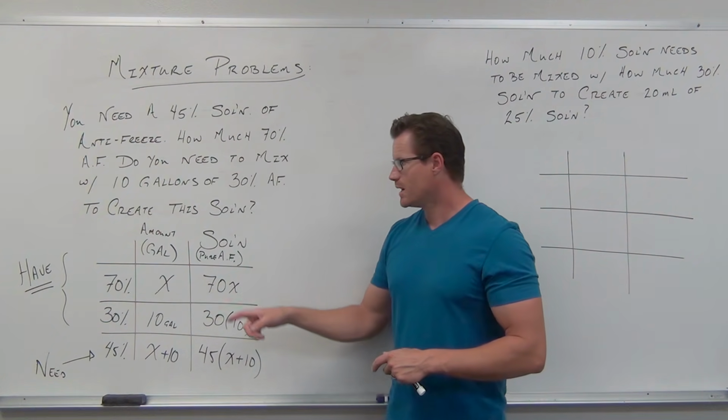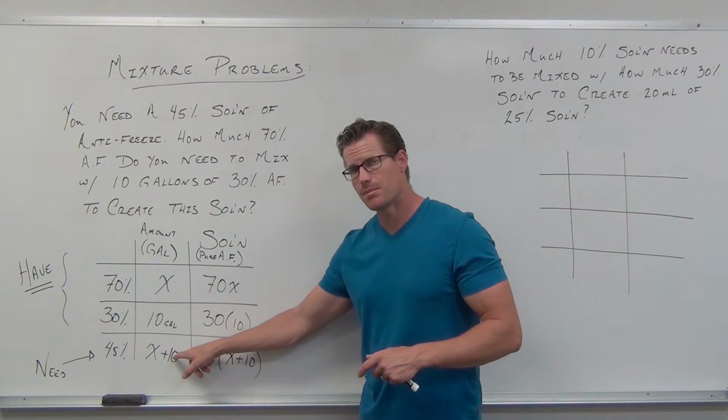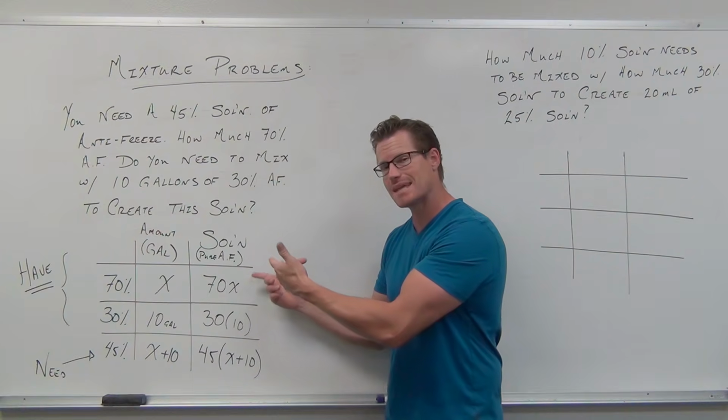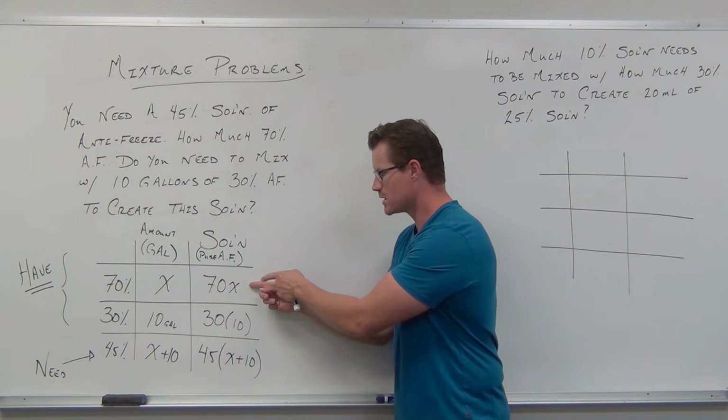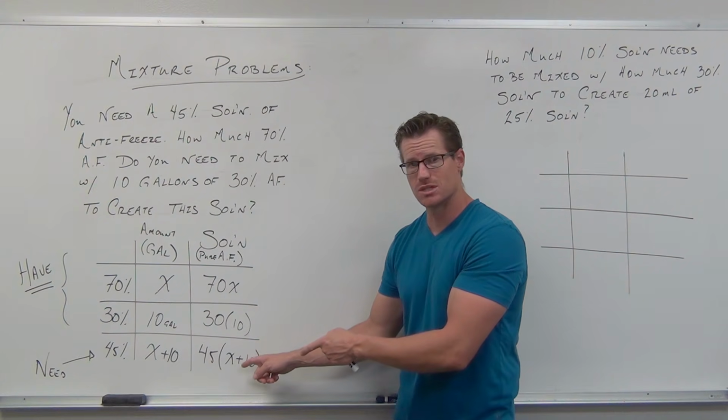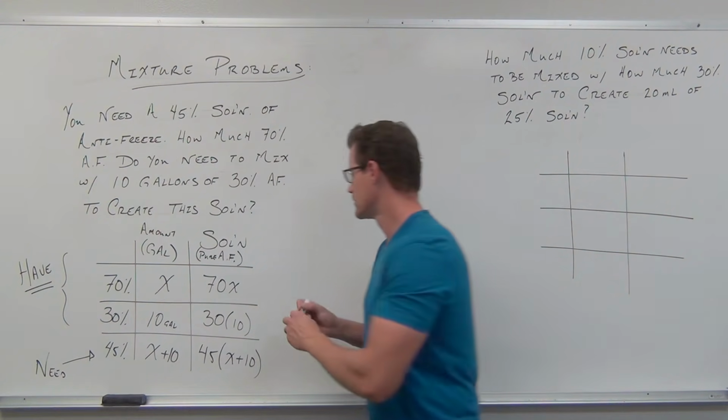Now, here's the deal. Just like your amounts have to add up, the actual proportion of pure solution has to add up. The amount of pure antifreeze here plus the amount of pure antifreeze here has to equal the amount of pure antifreeze here. Add them. Just add them.